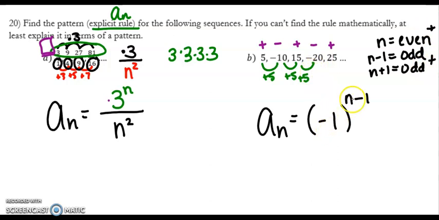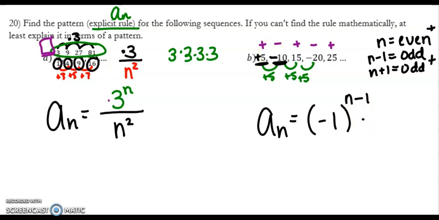So in our case, when I sub in 1, the first spot, 1 minus 1 is 0, negative 1 to the 0 is 1, so that creates a positive. When I plug in 2 for my second spot, 2 minus 1 is 1, negative 1 to the first is negative, so that takes care of that negative, etc.